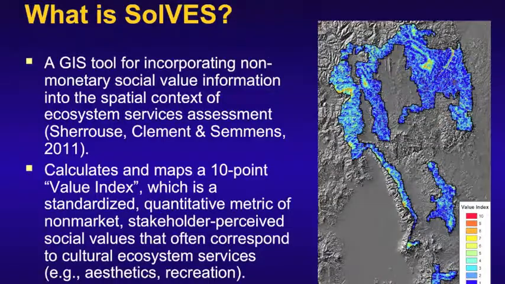What are we talking about? We're talking about calculating and mapping a 10-point, what we refer to as just a value index, which is a standardized quantitative metric, again, a non-monetary, non-market indicator of stakeholder perceived social values that often correspond to cultural ecosystem services such as aesthetics and recreation. The example here, the map, I think is aesthetic value. It's really not critical what it is, but just the general idea. We have this value index with the cold to hot gradient, with the hot colors representing higher intensity social value intensities across the landscape.